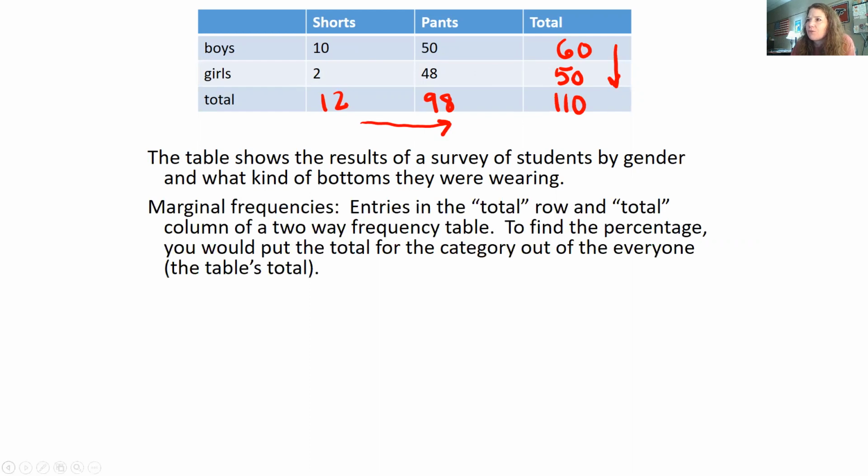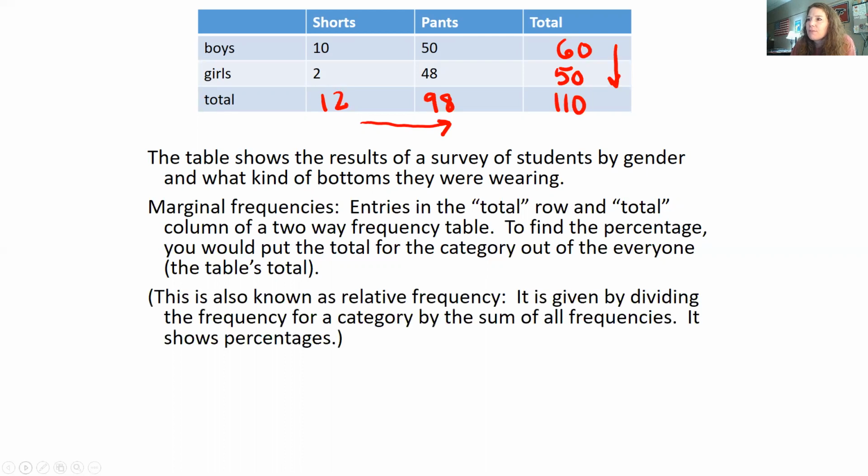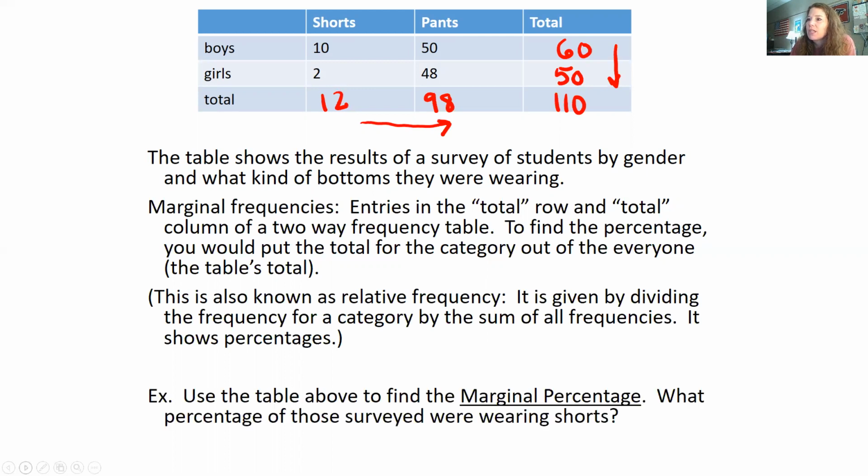Marginal frequencies are the entries in the total row and the total column for a two-way table. To find the percentage, you would put the total for the category out of everyone, the grand total. This is known as relative frequency. It is given by dividing the frequency for a category by the sum of all frequencies. You can show that information through percentages or decimals. Use the table above to find the marginal percentages.